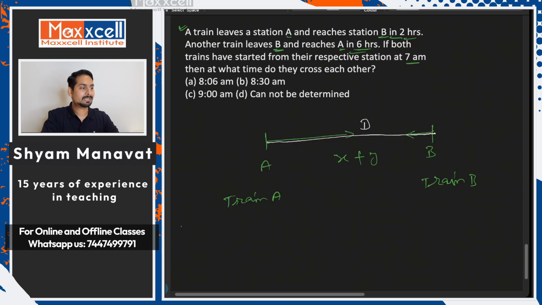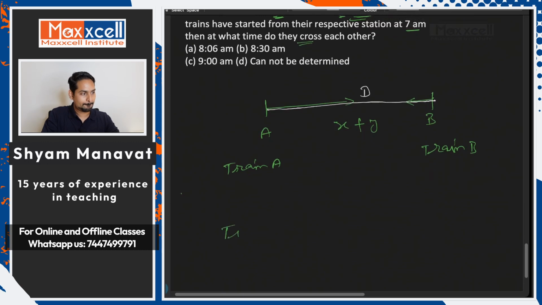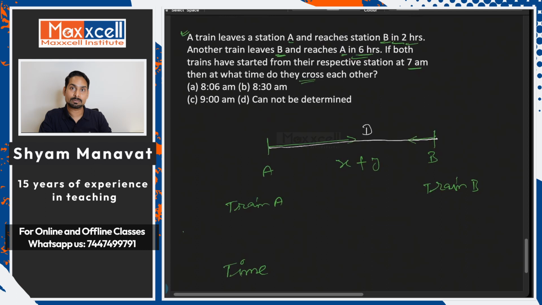Now question said find the time when they cross each other. Okay, so I need to find the time. Do I know the speed? No. Do I know the distance? No. The only thing I know is what? The time in which they cover the distance. Each of them cover the distance. Okay, and distance is common for both of them, right?